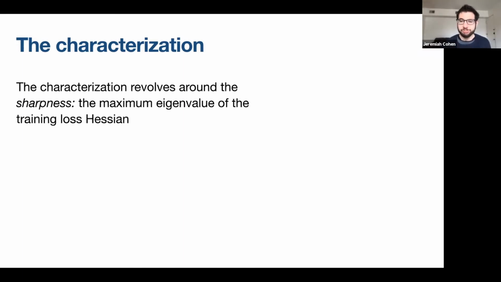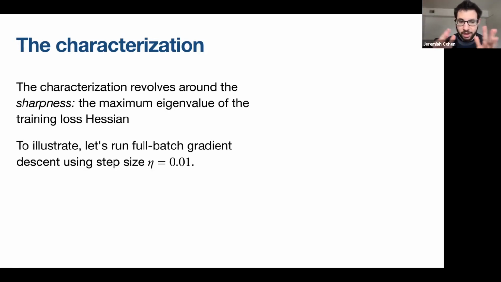Okay, so let me just preview the characterization. The whole thing revolves around this quantity we'll call the sharpness, which is the maximum eigenvalue of the Hessian matrix of the training objective.